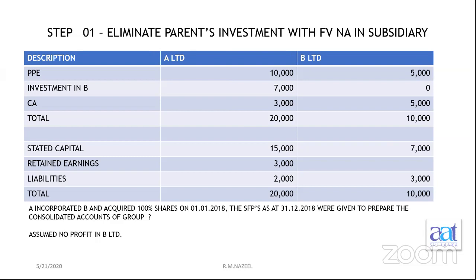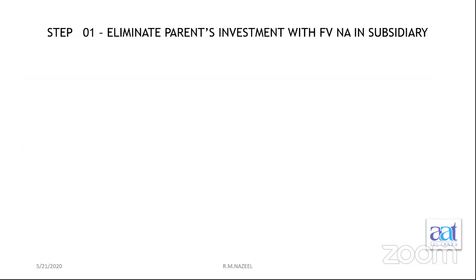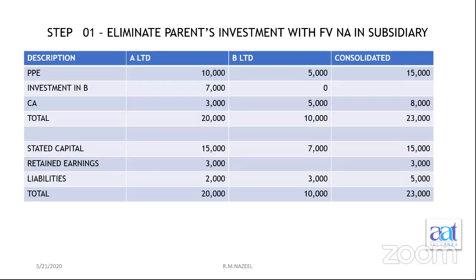Okay, that is the first step, right? Then the figures will be added together and presented as if from one entity, right? Now we'll go to the answer and see how we have prepared it. So there will be a cross casting. See, the arrow comes: investment made by the parent, remove the net assets in the subsidiary company, knocked off.